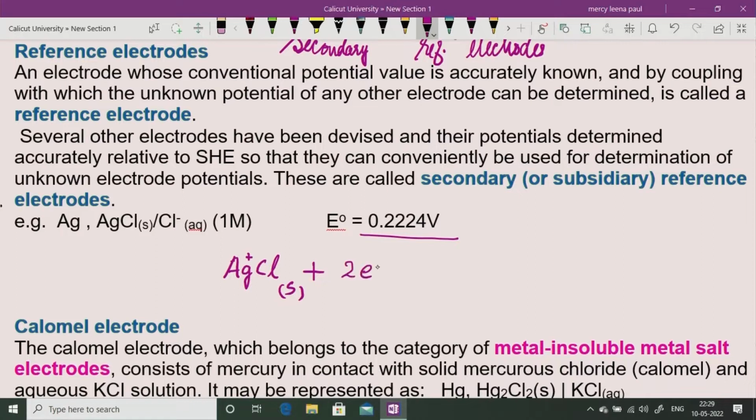So, we require not 2 electrons, we need only 1 electron, one electron which reversibly gives, here Ag is in the oxidized state, it takes up the electron and gets reduced to Ag metal solid, plus the chloride ion goes into the aqueous solution. Okay. So, this is the electrode reaction, which is shown in the form of reduction, because I am considering the single electrode. So, this is one of the secondary reference electrodes, which can be easily set up.